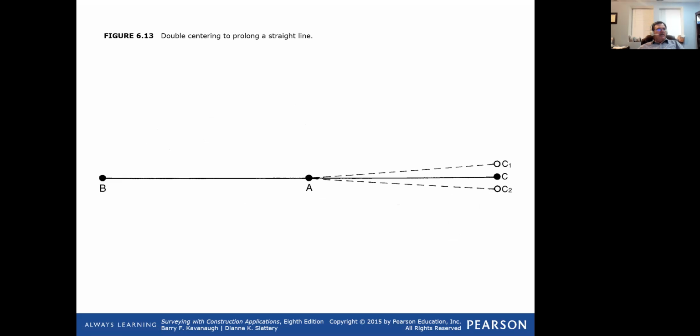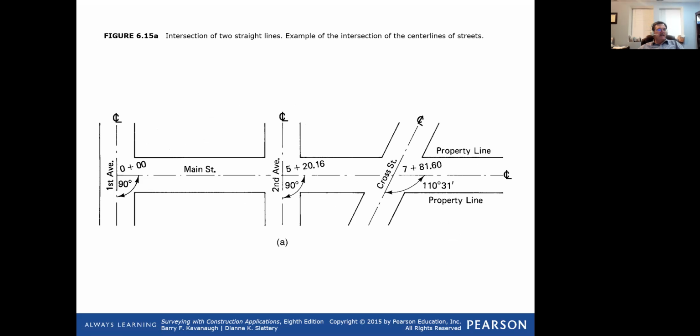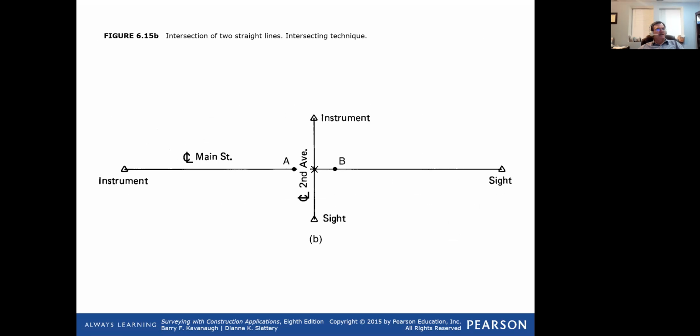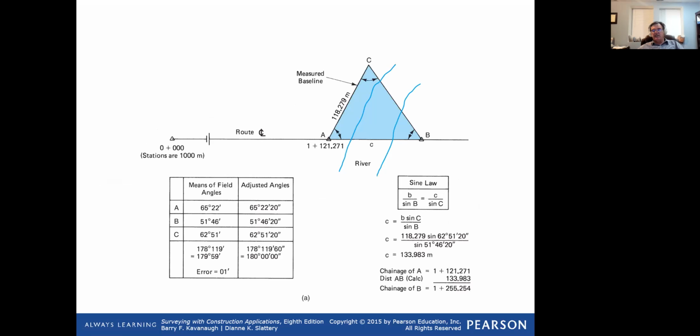I don't need to go over this. This is that double centering. No one's going to ask you anything about this. It's not that important. Intersections, I mean, these are things that are just different techniques. I would just suggest you skim through it in the book.